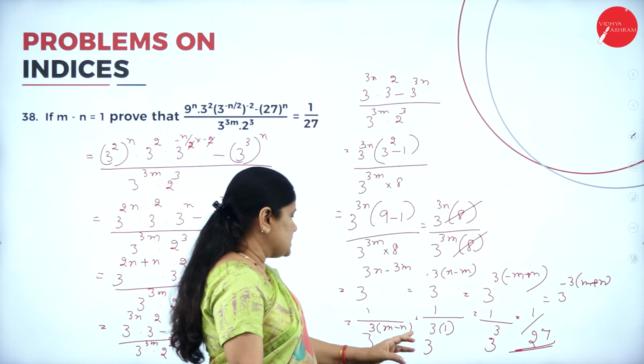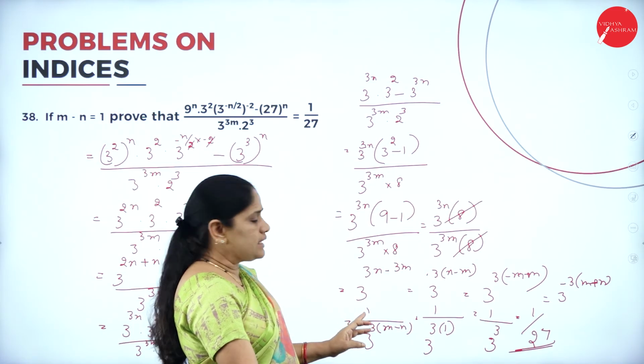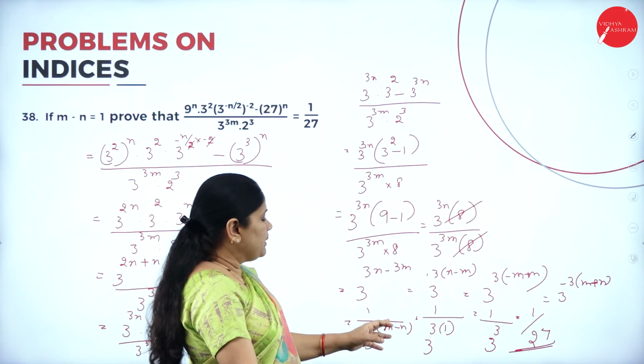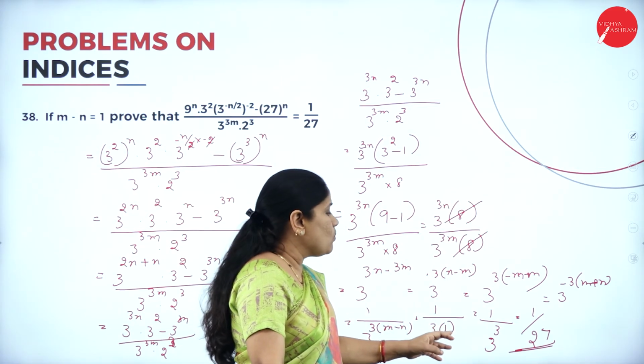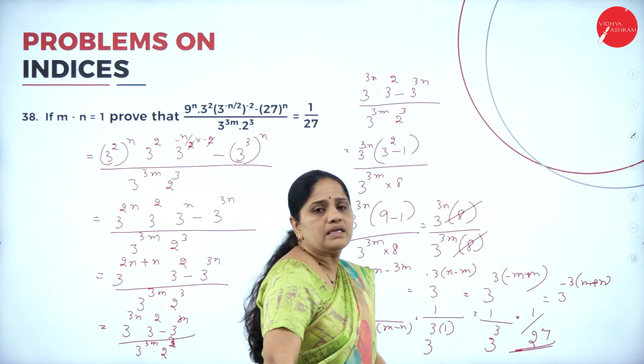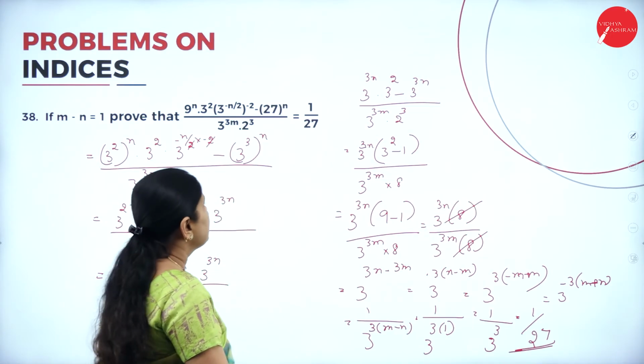I am taking the minus sign. So when I take the minus sign, I will get 1 by 3 cube into m minus n. So the value of m minus n is given, that is 1. So 1 by 3 cube, that is equal to 1 by 27.